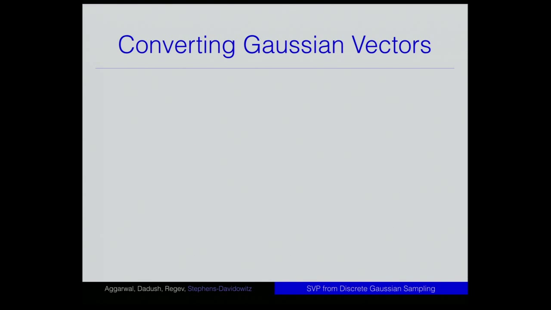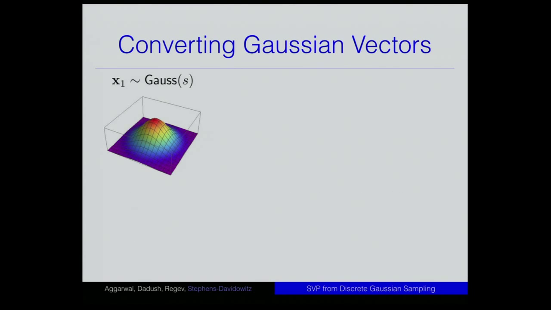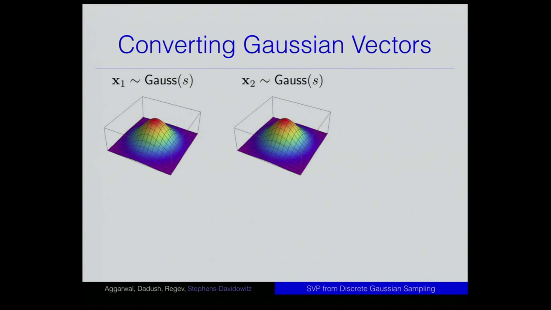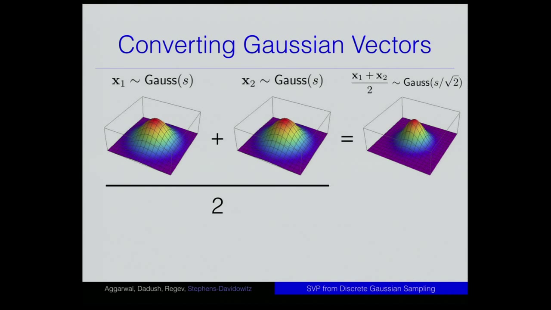But now we can consider another way of converting Gaussian vectors. I'm just going to tell you this because I don't know how natural it is: taking their average. If you take the average of 2 Gaussian vectors, the result is, again, a Gaussian with the parameter lowered now by a factor of square root 2.